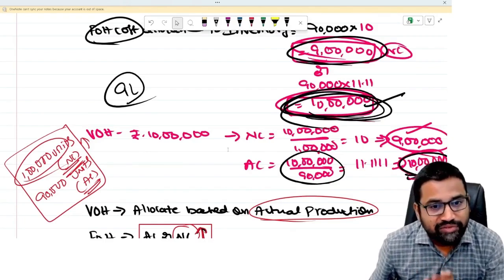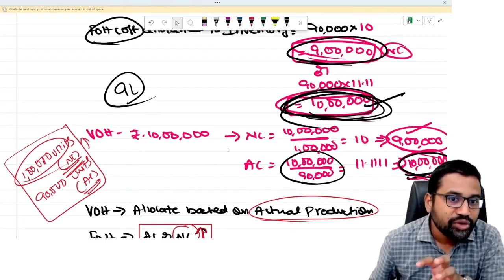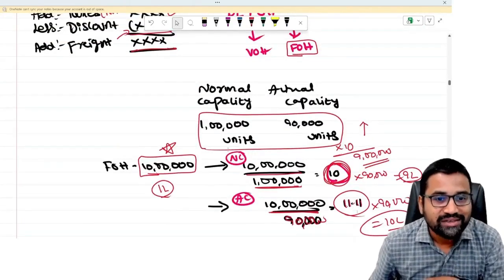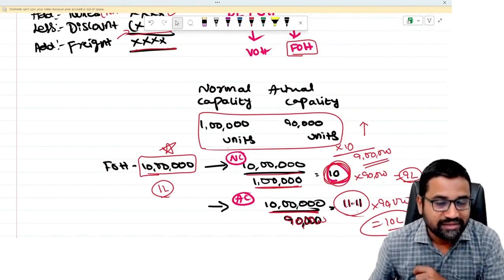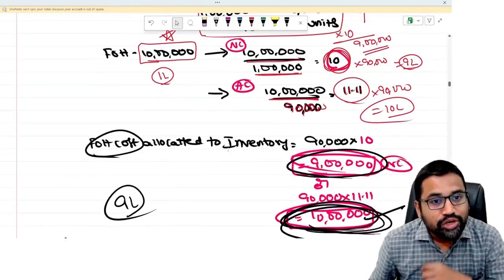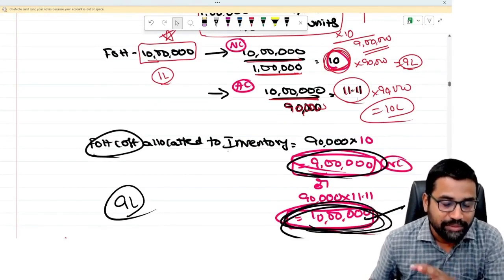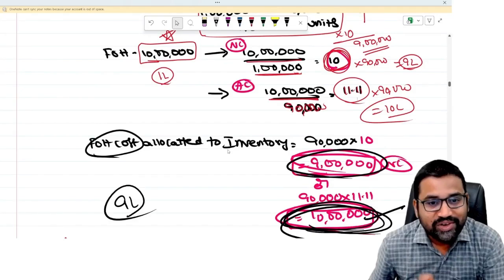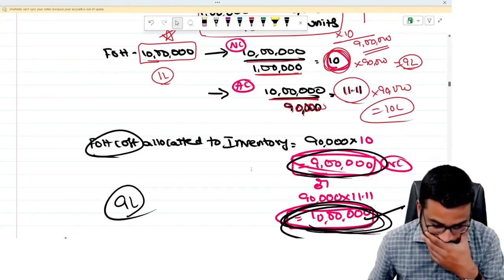Can your weakness be your strength, sir? No. See, actually you have produced 90,000 units, but you can produce 1 lakh units. That means 10,000 units is because of your poor planning. So poor planning you have wasted. Now you want to include that 10,000 units' proportionate fixed overhead cost also as a part of this. It is not correct. So that's it.